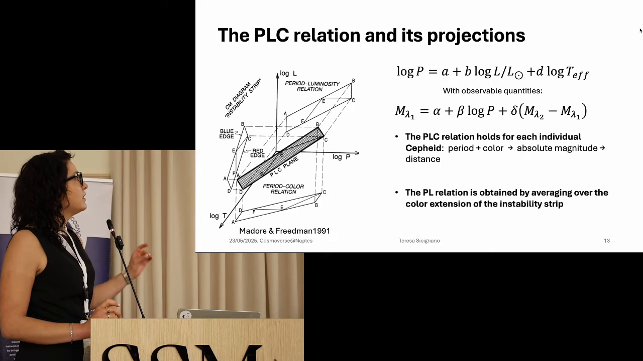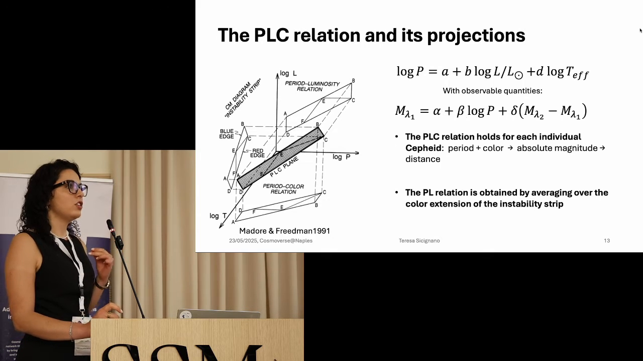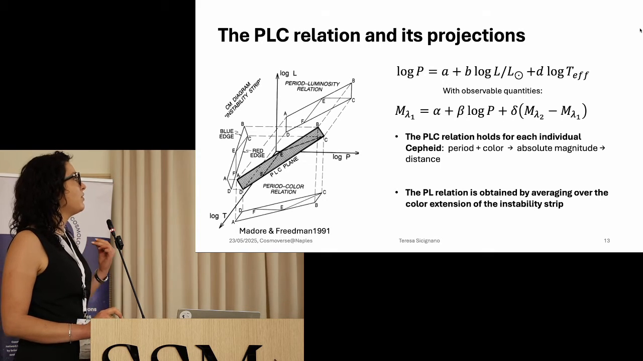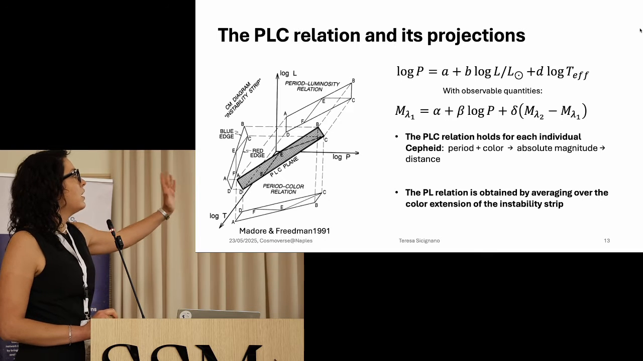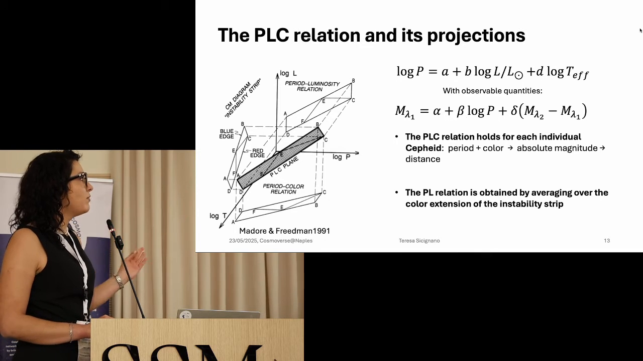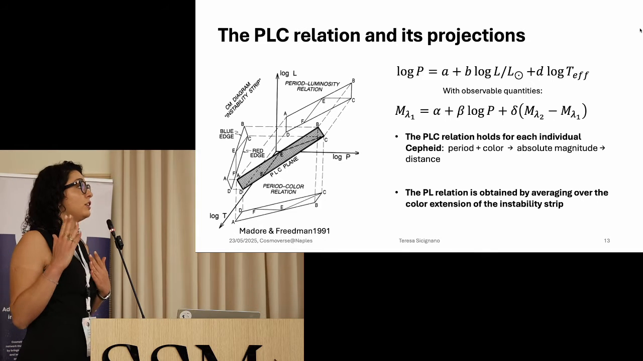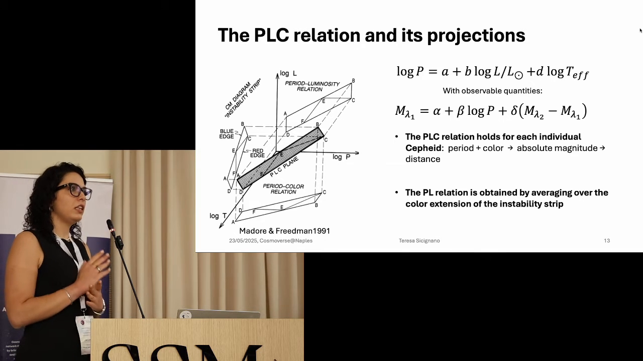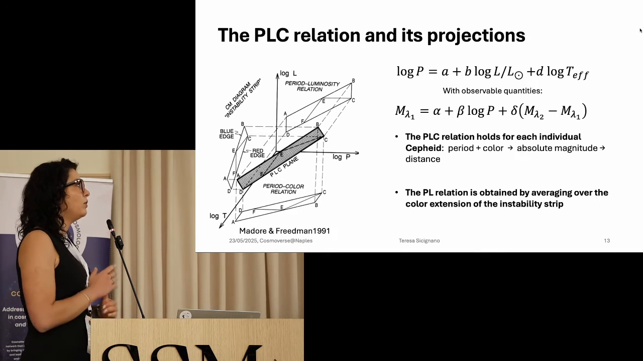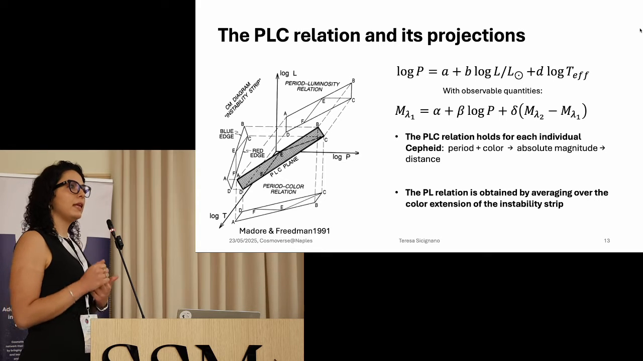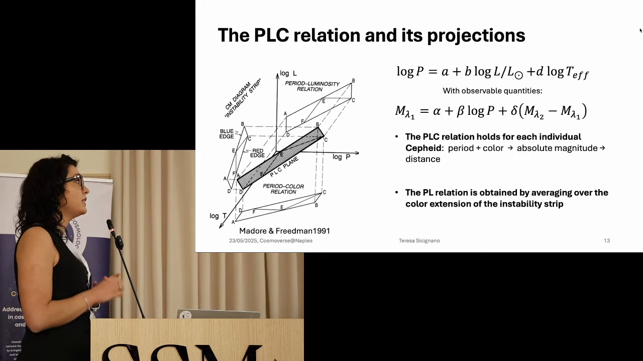So we have learned that the period luminosity color relation is what defines the so-called Cepheid manifold. That is the locus where we can find Cepheids. And I want to stress that the period luminosity color relation holds for each individual Cepheid, because once we know the period and the color, we will obtain an absolute magnitude for the Cepheid, and we will have a distance.